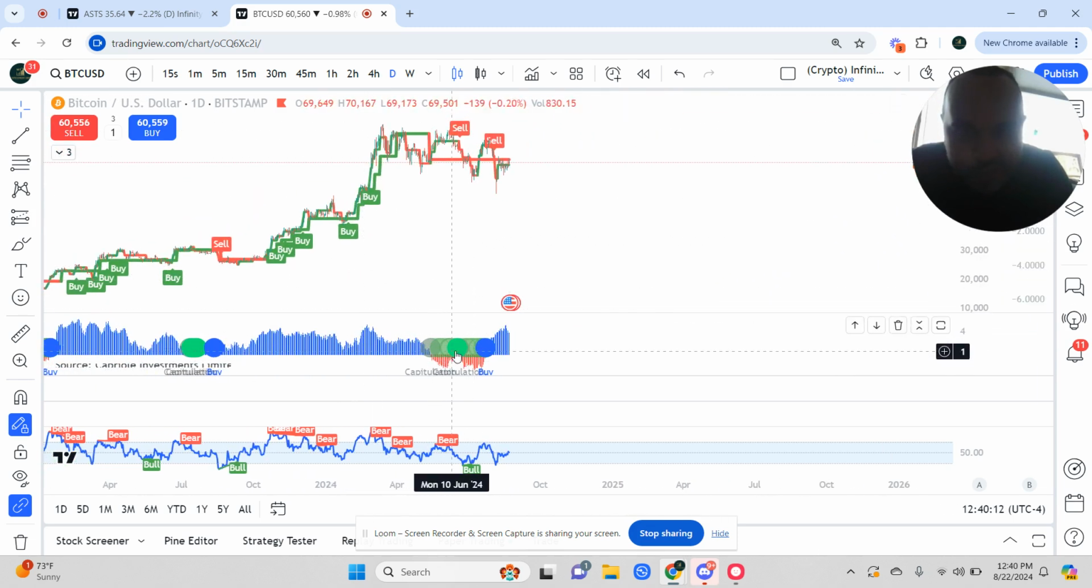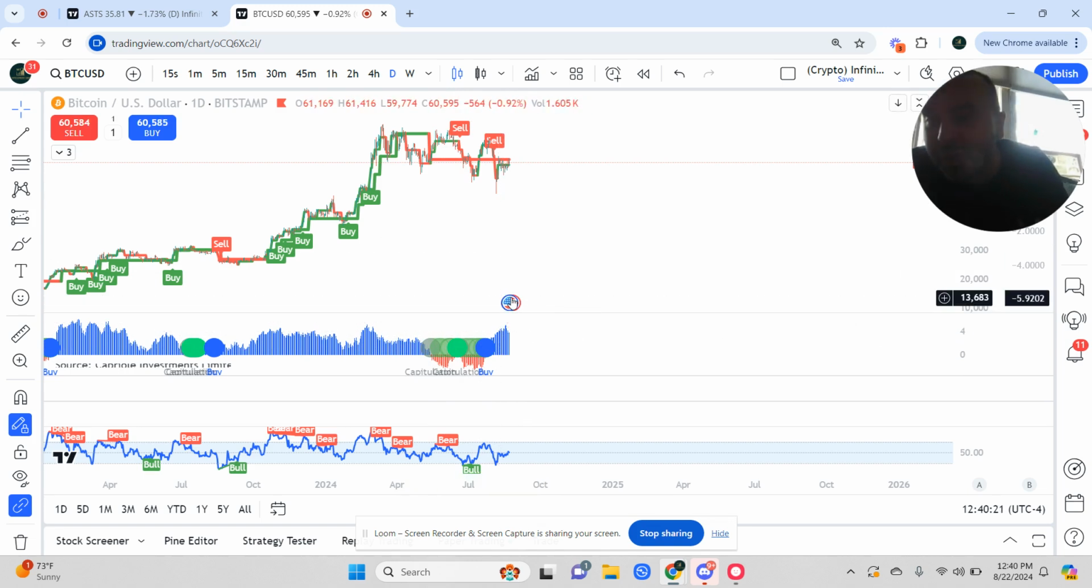Okay. And here we are again. All right. We're at the capitulation. We have a buy signal. And what's going to happen next? I don't know. All right. I'm not going to pretend to know what's going to happen next. But looking at past performance and what happened in the past, what can we assume might happen?